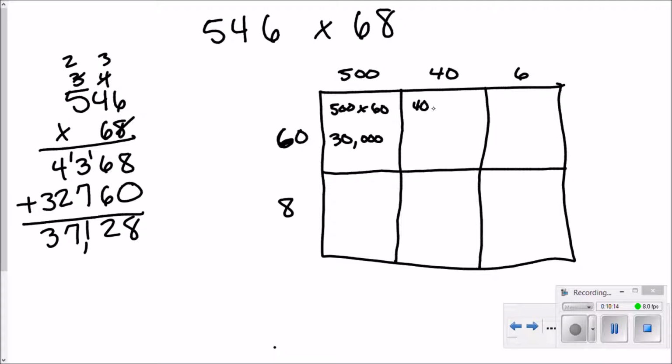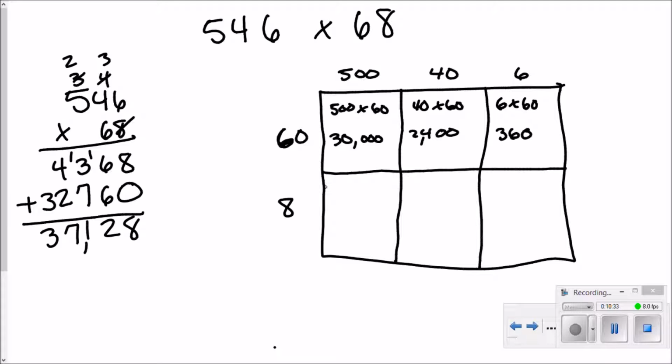40 times 60 can be looked at as 4 times 6, which is 24. Attach 2 zeros, you get 2,400. Then we do 6 times 60, and we can look at that as 6 times 6, which is 36. Attach on the 0, we get 360.